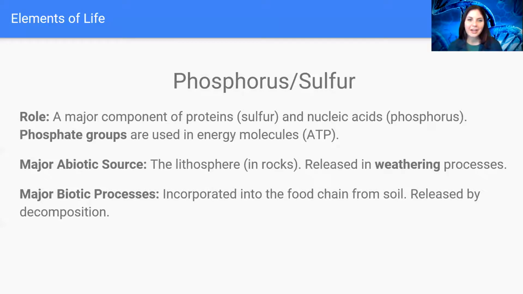So the major abiotic source for these is the lithosphere in rocks, and it's released by that natural weathering process. In biotic processes that involve our phosphorus and our sulfur, it's incorporated into the food chain from the soil, and then it's released by decomposition.